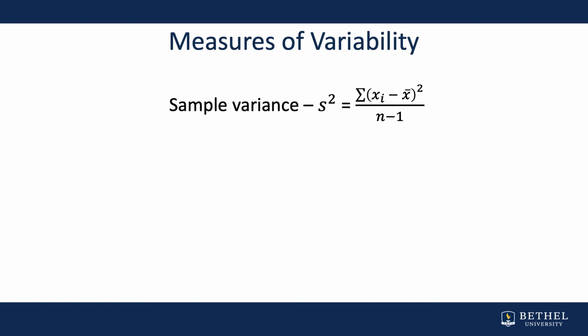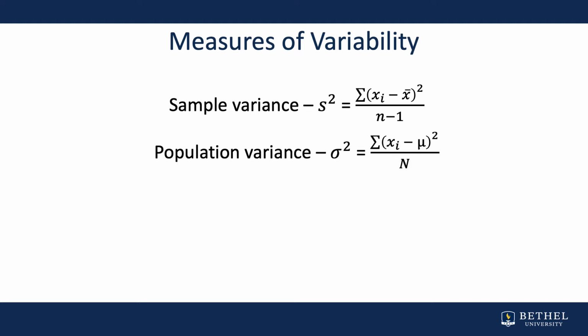So you've got the sample variance, which on the slide you see s squared is equal to the summation of all the observations minus the mean, squared, divided by n minus 1. And then you have the population variance, which is sigma squared, equals the summation of each observation minus the mean, and that's the population mean, squared, divided by the total number of observations.